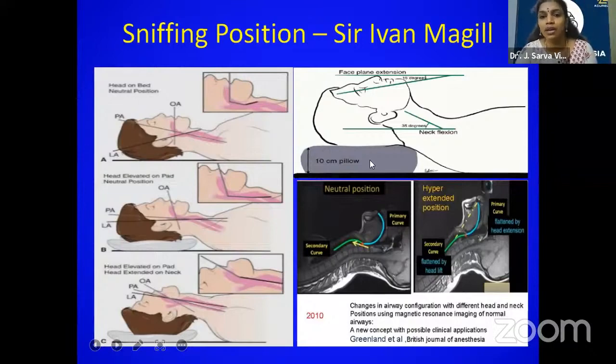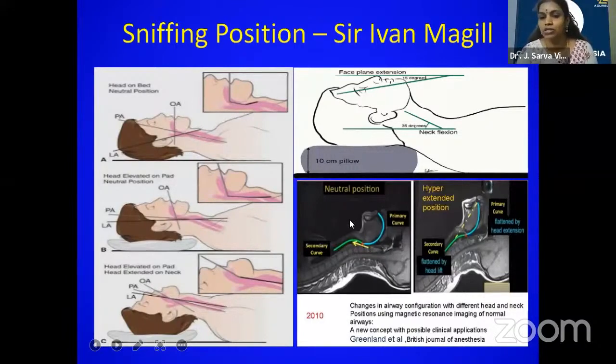So he said that by placing a pillow of around 7 to 10 centimeters under the occiput, neck flexion of around 35 degrees is achieved at the C5, C6 level. This aligns your pharyngeal and laryngeal axis. And on extension here at the atlanto-occipital joint of around 15 degrees, the oral, pharyngeal, and laryngeal axes are aligned, and it improves your glottic visualization.